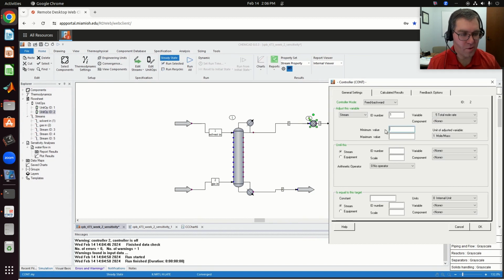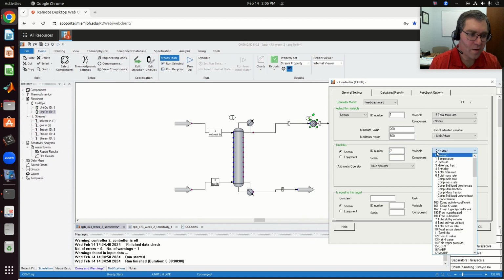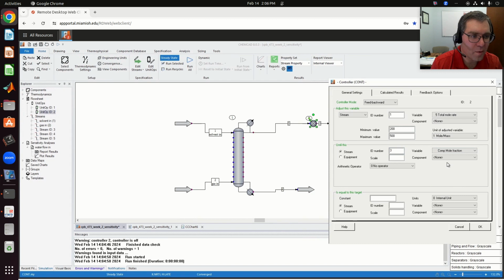And then I'm going to give it a range of values from 200 to 500. I know it's somewhere between there, and that's what I just performed my sensitivity study for. So I'm going to change the total mole flow rate of stream 1 until I'm looking at stream 3. So stream 3, and I'm going to track the component mole fraction of acetone.